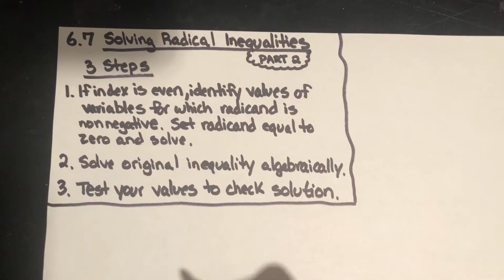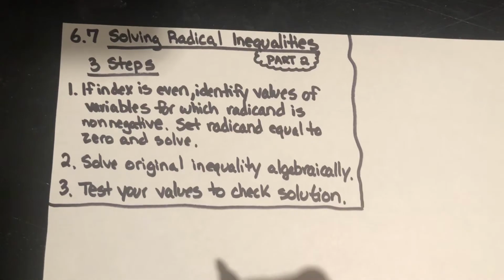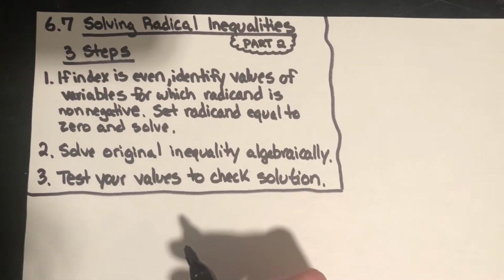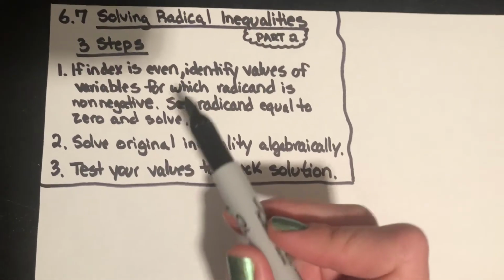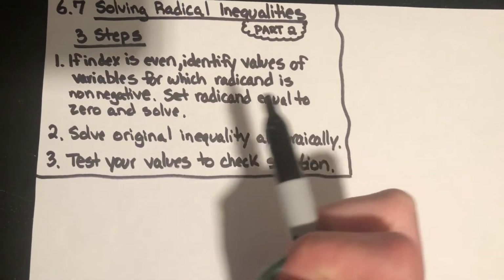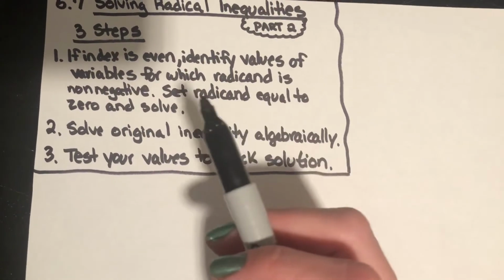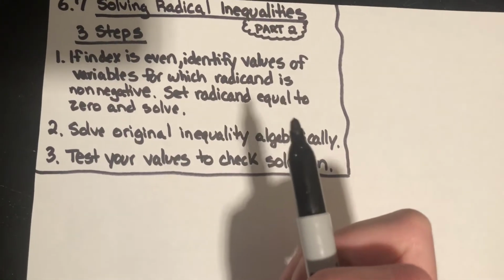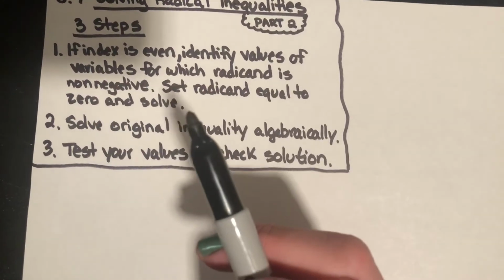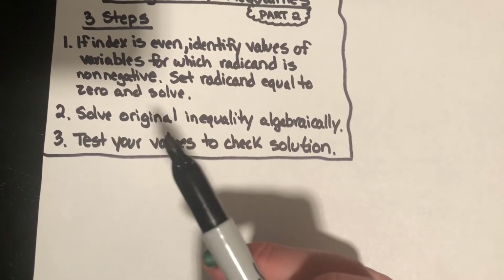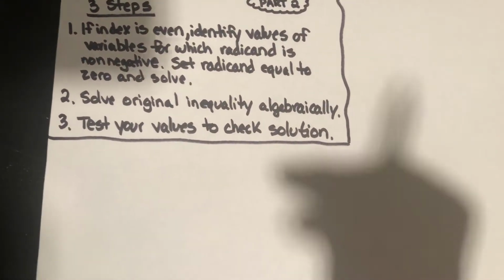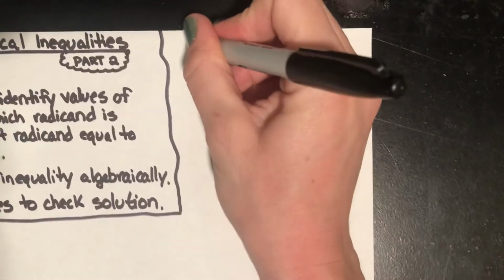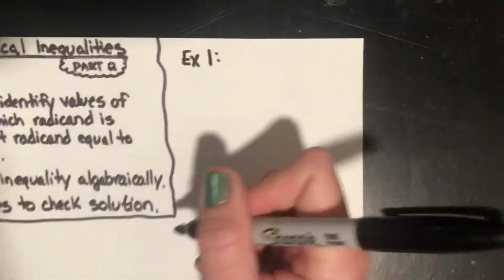So an inequality is anything with an inequality sign, a less than, less than or equal to, or greater than or equal to sign. Our 3 steps here: if the index is even, so 2, 4, 6, identify values of the variable for which the radicand is non-negative. Set that radicand, what is underneath the radical, equal to 0, and solve. Solve the original inequality algebraically, and then test our values to check our solution. We're going to do one example. That's all we really need.